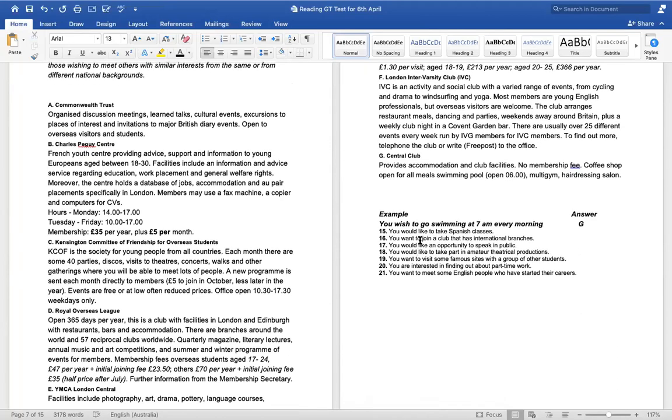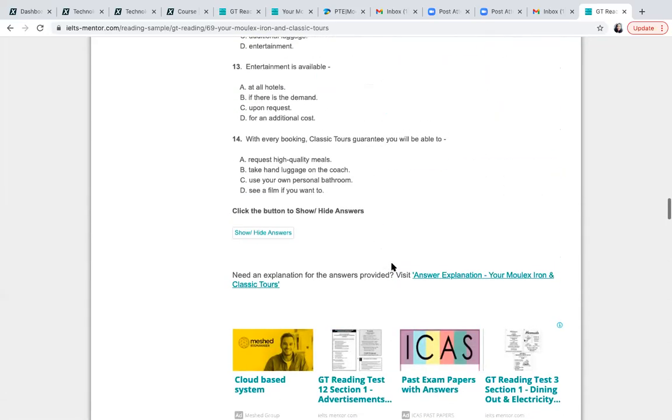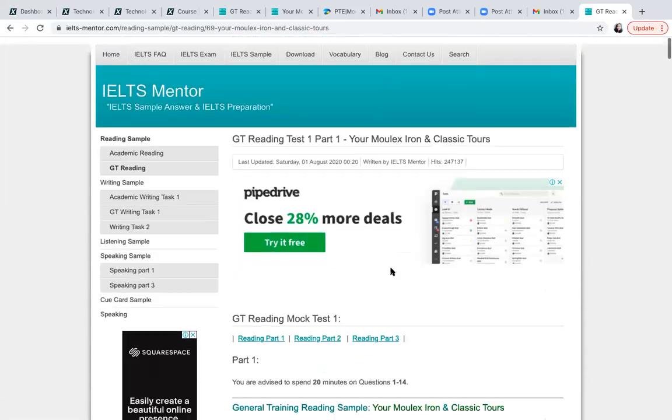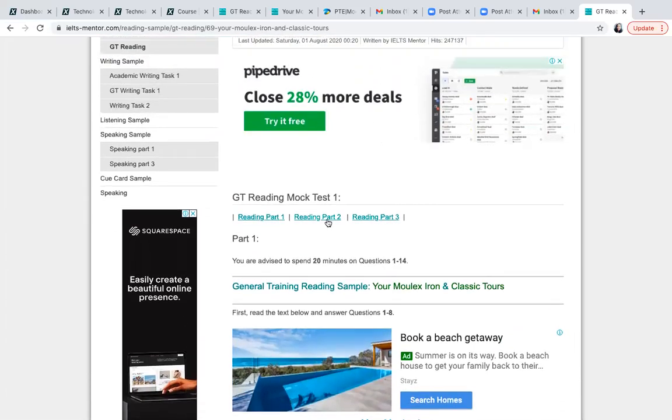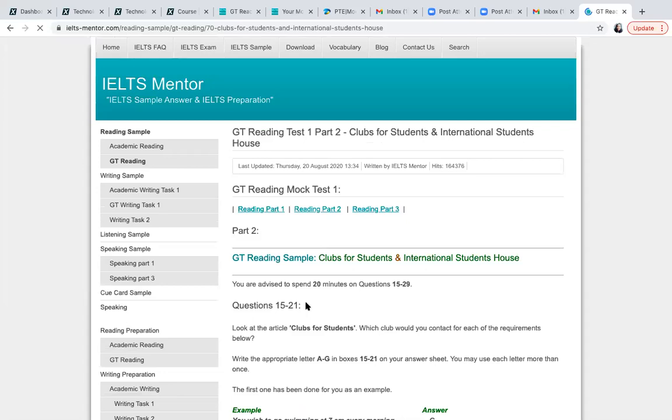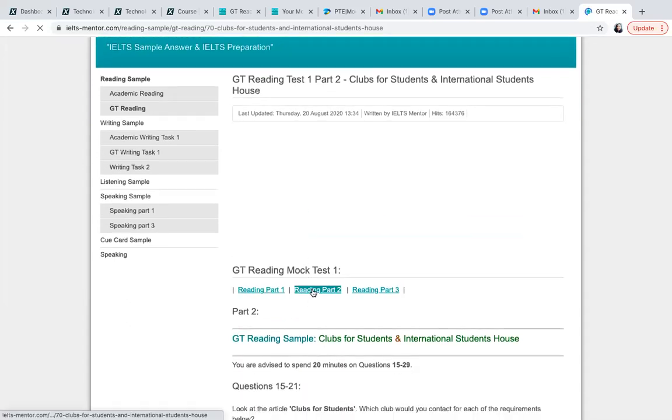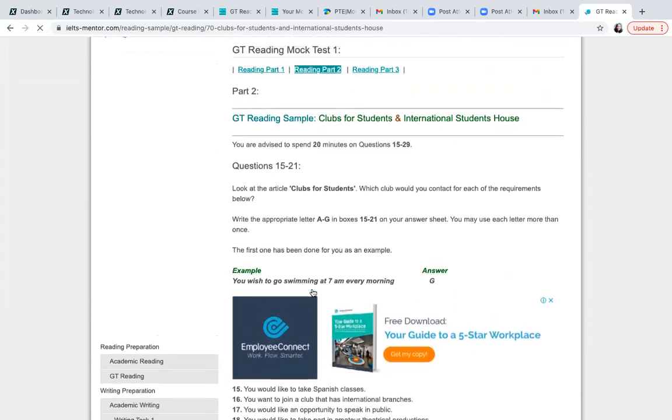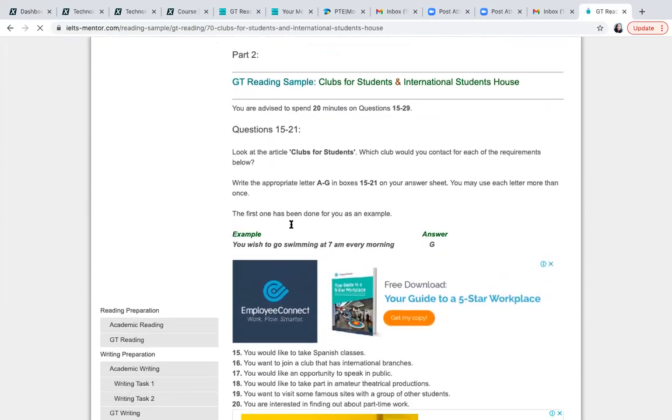So this is matching information. Give me a minute while I think, I didn't copy the instructions properly. Pick it up from the question. So this was the test which we were doing. So section 2 is what we're going to do now, reading part 2. So this was the instruction that is given.